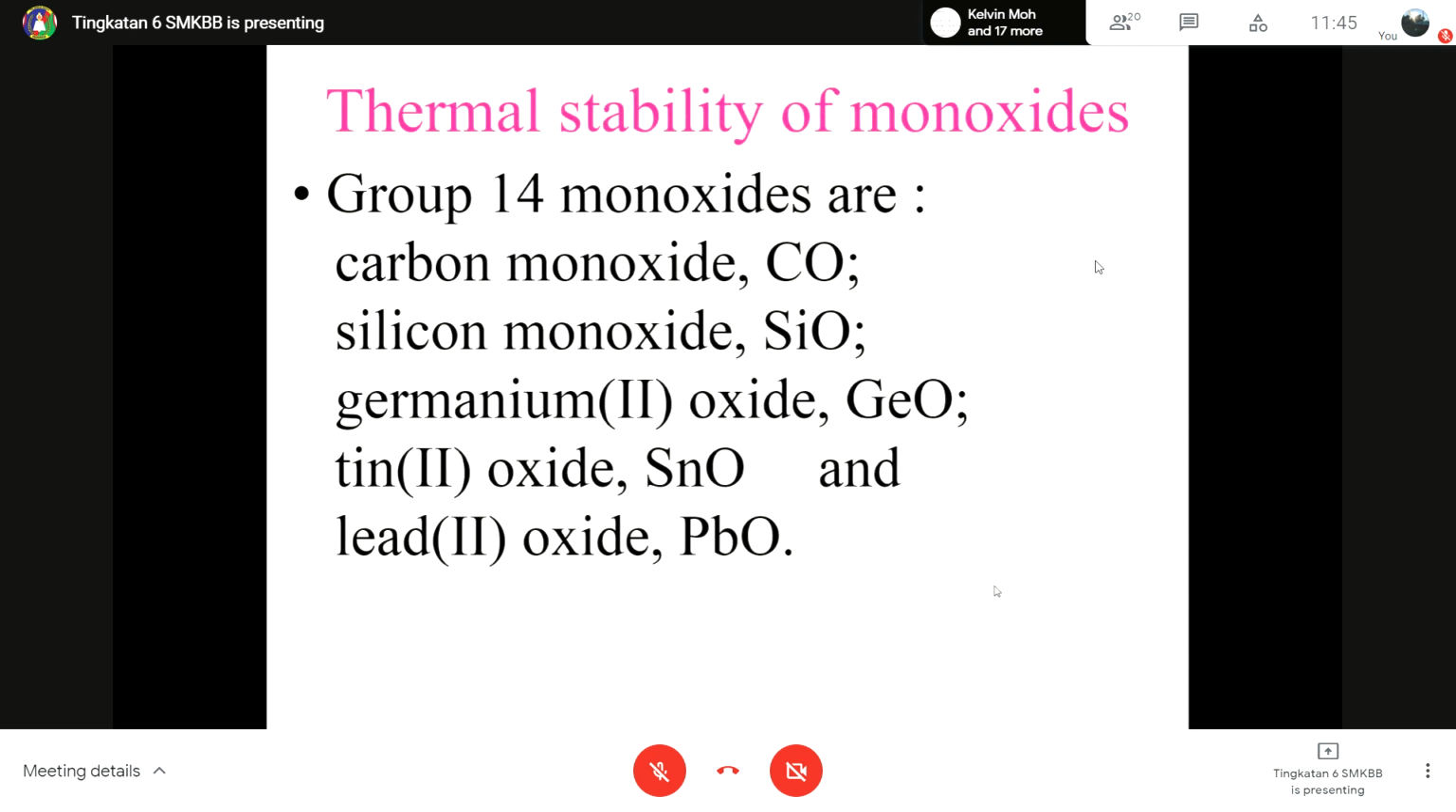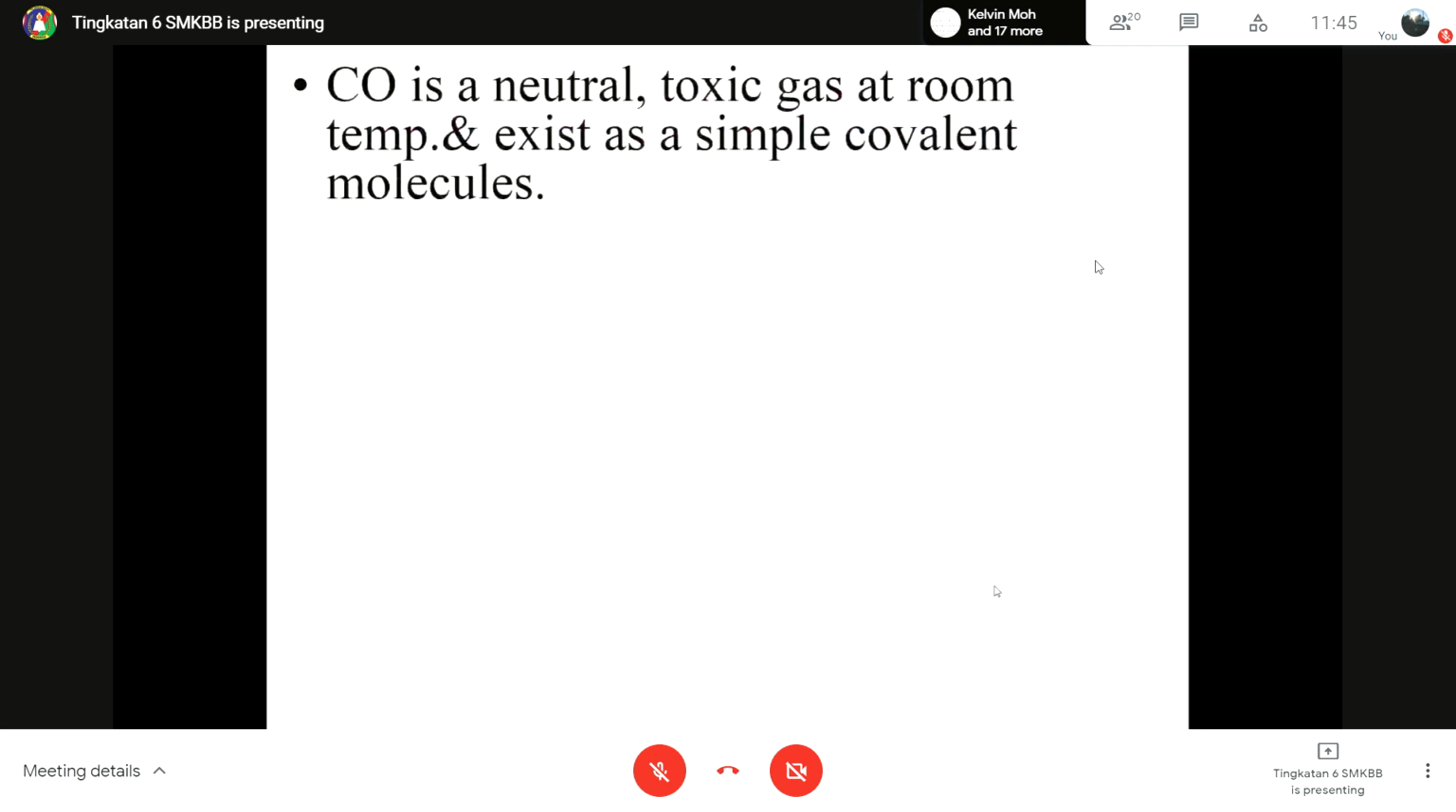Okay, so let's look at them one by one. So carbon monoxide, of course, is neutral. I already mentioned a little bit regarding the acid-base already. It's neutral, and it's a toxic gas at room temperature. And it is a simple covalent molecule, just CO. Now of course we always say it's a toxic gas. If you inhale CO in a very high concentration, the ending result, you look pinkish, and then we all need to bid you sayonara, isn't it? Of course odorless, I mean no smell, tasteless, nothing.